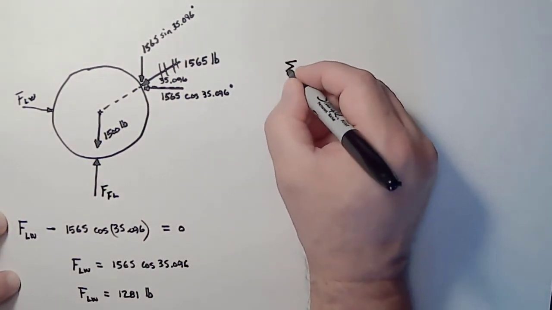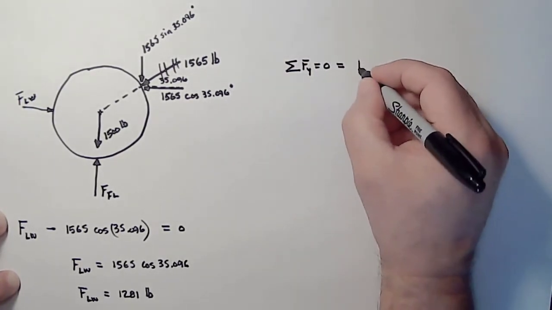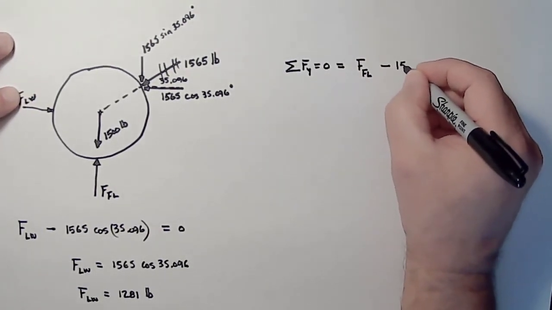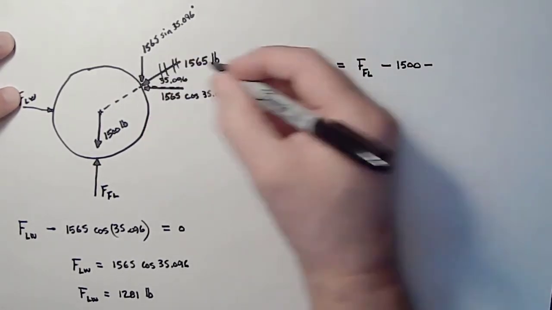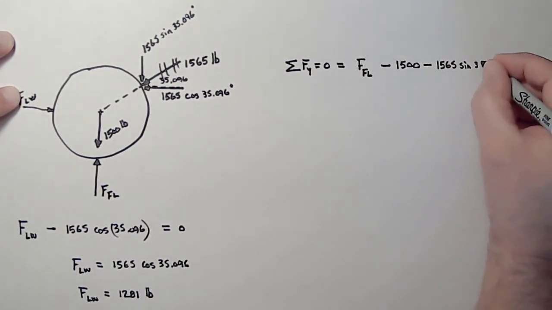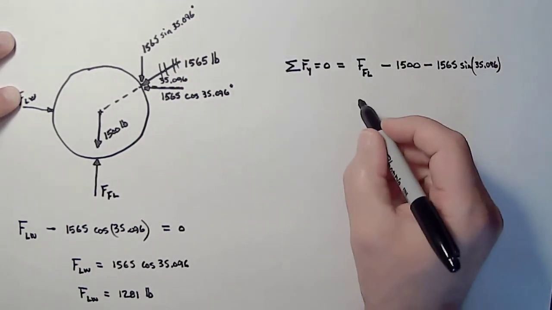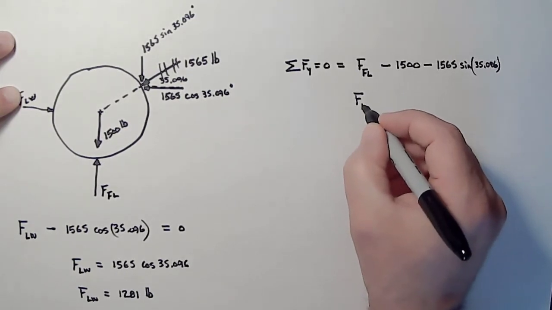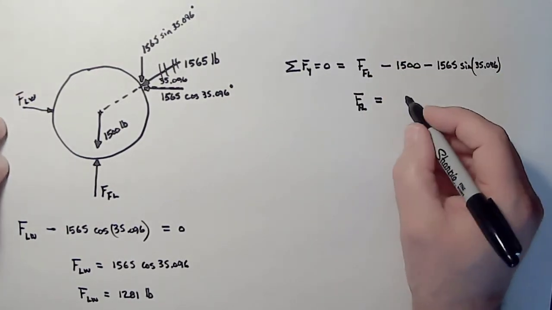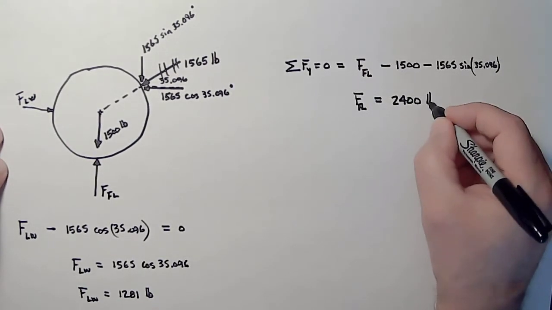If I sum up the vertical forces, I have the force from the floor minus 1,500 minus 1,565 times the sine of 35.096, or FL, force on the floor, equals, just add these two together and move them to the other side of the equal sign, and that is 2,400 pounds.